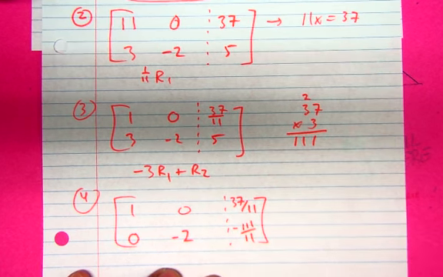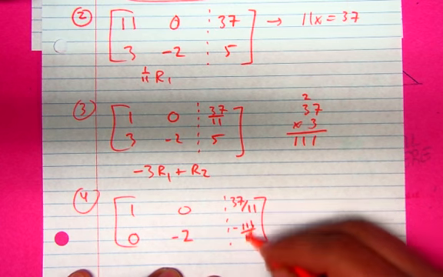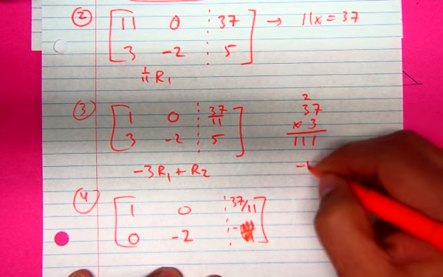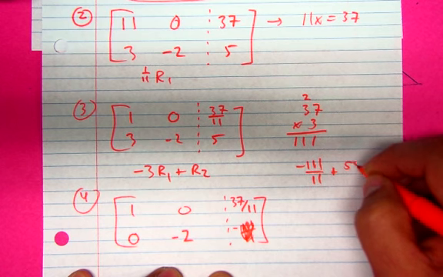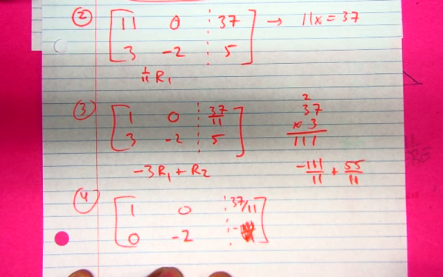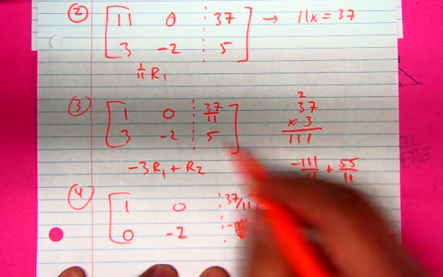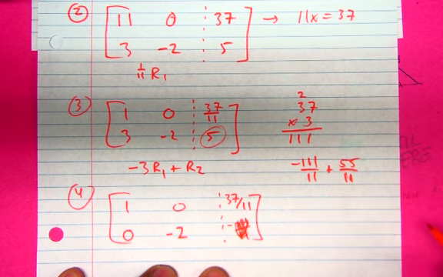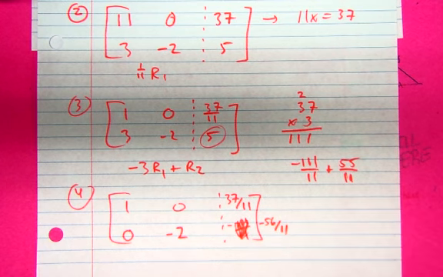Did I do that right? -3 times. Oh, but I didn't add 5 to that yet. So scratch that. 111 over 11, and I add 5 to that, so it'd be like adding 55. 166. So it should be -56 over 11. 111 over 11 and then plus 5. Yeah. Negative 56 over 11, right? Is that right? Yep. Okay.